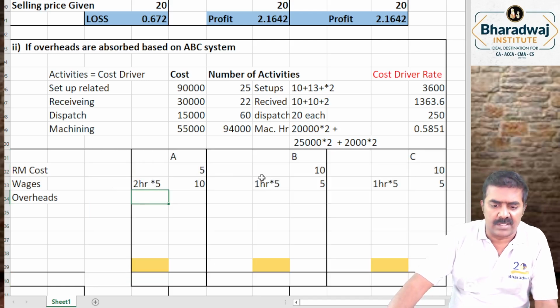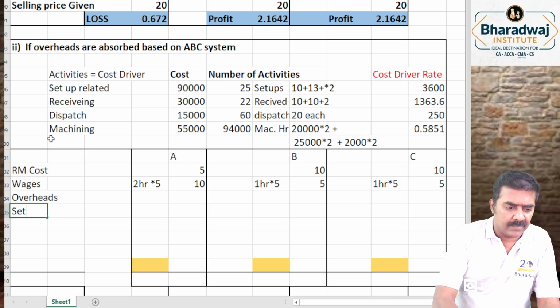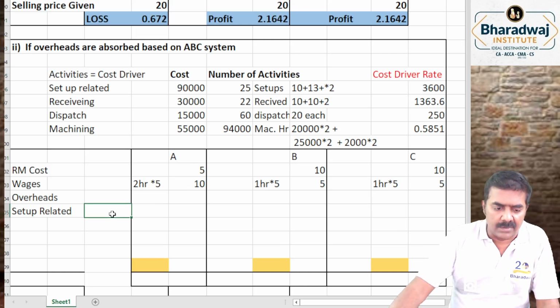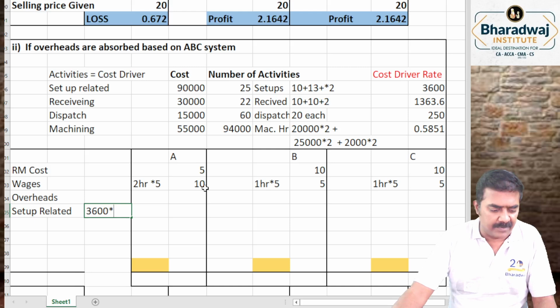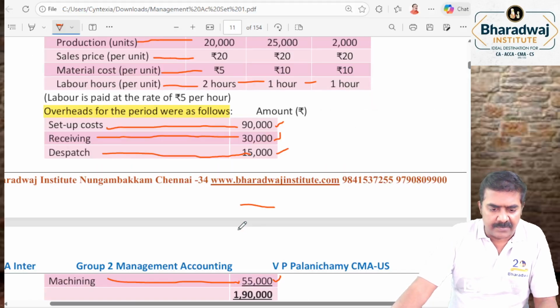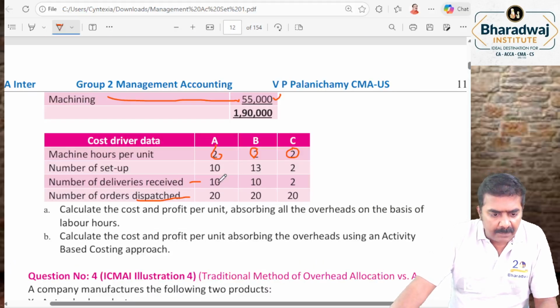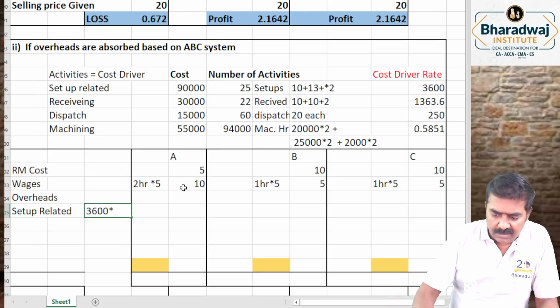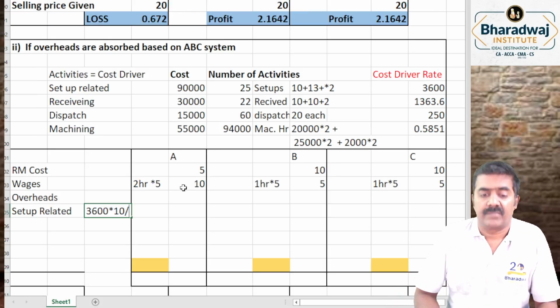So let us work out the cost. First, what is the first one? Setup related. How will you work out setup related cost? What is the cost? 3,600 is the cost driver rate. 3,600 into how many setups for A? 10. 10 divided by how many units? A, how many units?